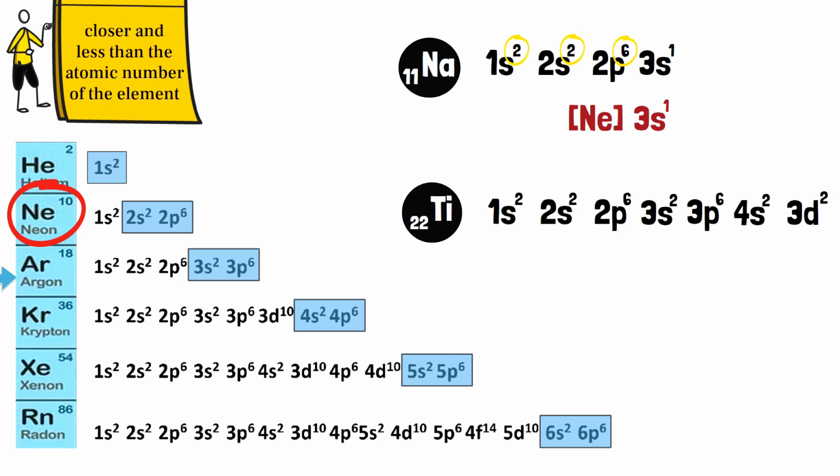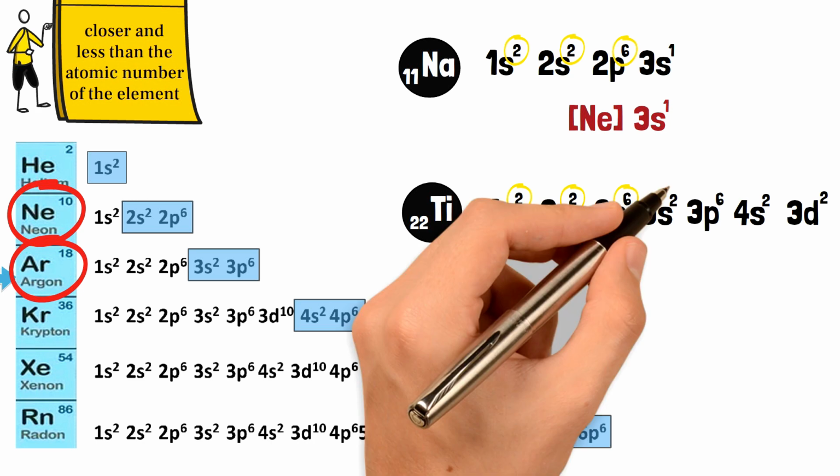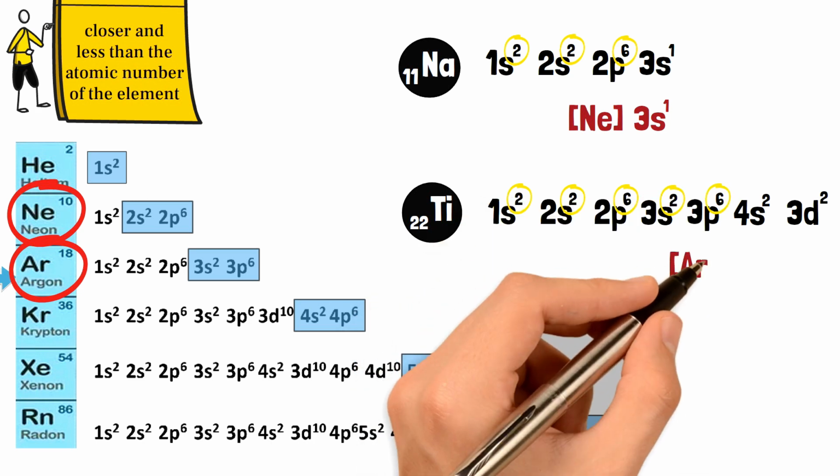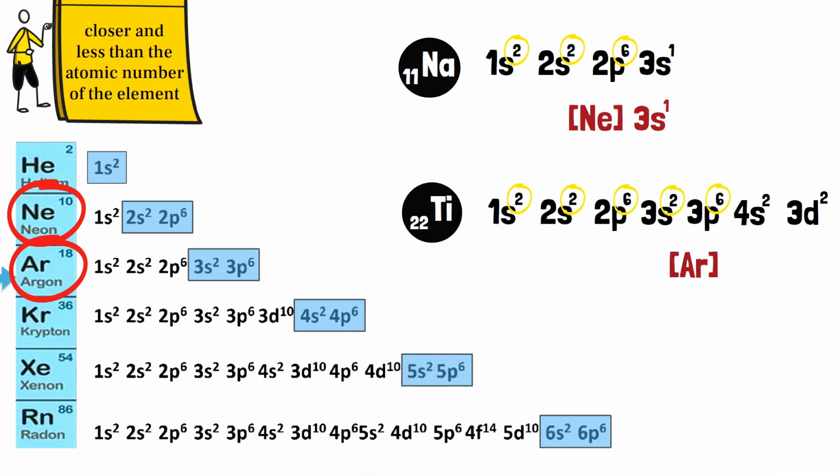While when returning to the electron configuration of the element titanium, which has an atomic number of 22, the noble gas whose atomic number is closer and less than the atomic number of titanium is argon. Its atomic number is 18. So, we will replace the configuration of the 18 electrons in the inner levels with the symbol of argon, followed by the configuration of the remaining electrons, which are 4s2, 3d2.